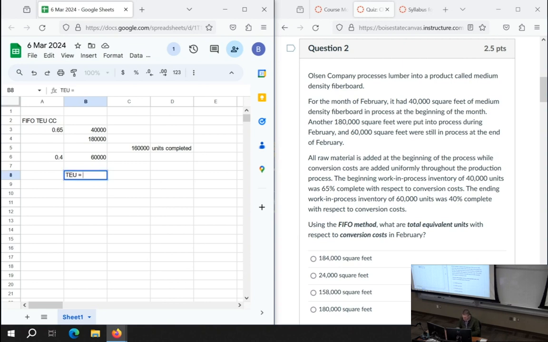So the TEU equation for FIFO is units completed minus beginning WIP equivalent units plus ending WIP equivalent units. All right, so we have units completed already right here.